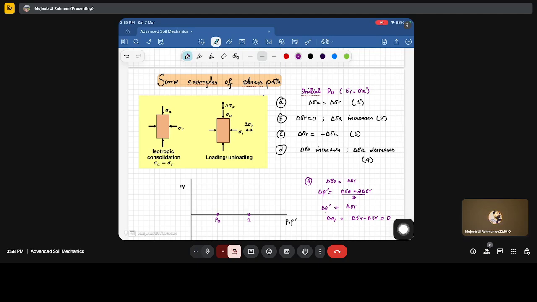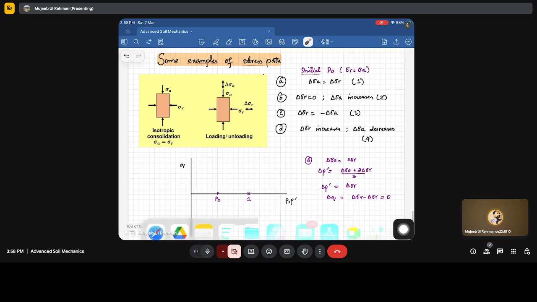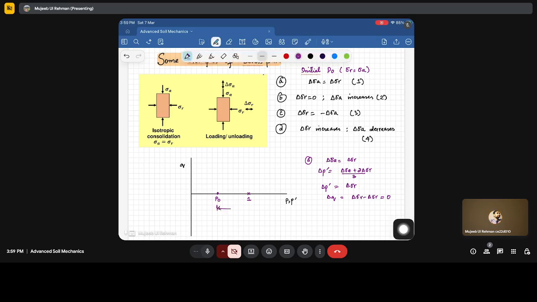So what will happen in the increment? Delta sigma A is equal to delta sigma R. Fine. So delta P is equal to delta sigma A plus twice delta sigma A divided by 3. Since both are equal, delta P dash is equal to delta sigma R or delta sigma A, and delta Q will be 0. Again, if we are incrementing by the same amount, it is not going to deform the sample. So delta Q will be equal to 0 and delta P dash is equal to delta sigma R. So from here to here, we have an increment of delta sigma R. Correct?